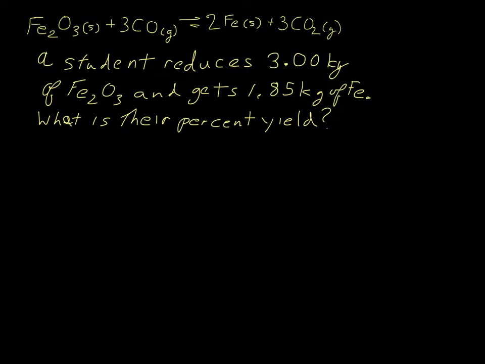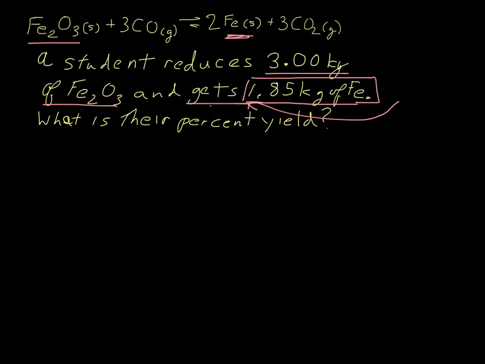Let's take a look. A student reduces 3 kilograms of iron. So they've given me a quantity of a reactant. Then they tell me that the student gets 1.85 kilograms of iron. The student gets. That verb is implying, along with the fact that they've given me the amount of a product, that this is something produced in the laboratory. And therefore this 1.85 kilograms of iron is going to be an actual yield. That means we want to set it aside. We don't want to do any work with that number until the last step of our problem, when it comes to determining our percent yield.